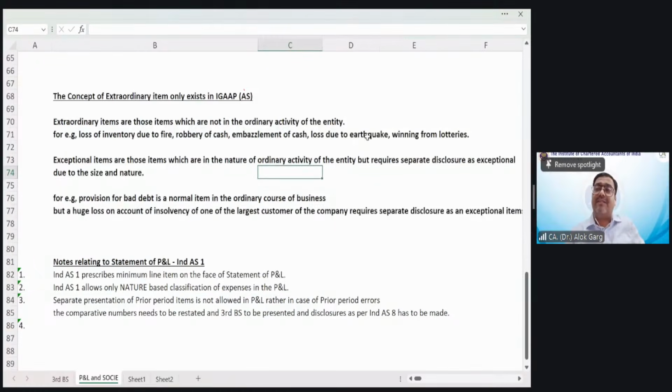Okay, this time the profit is less. Why? Because there is an exceptional item.